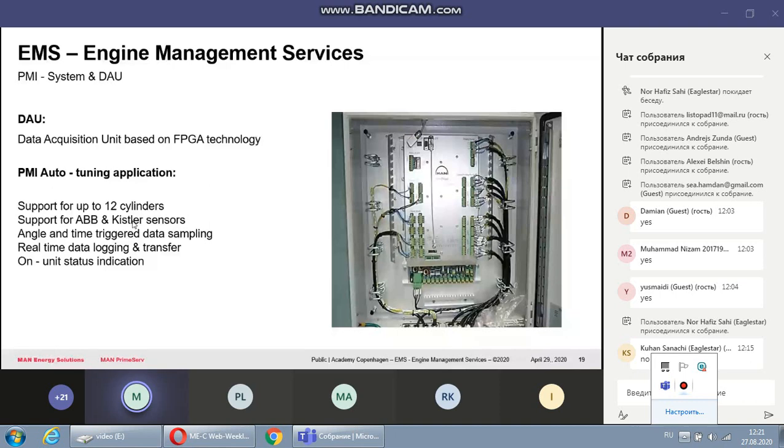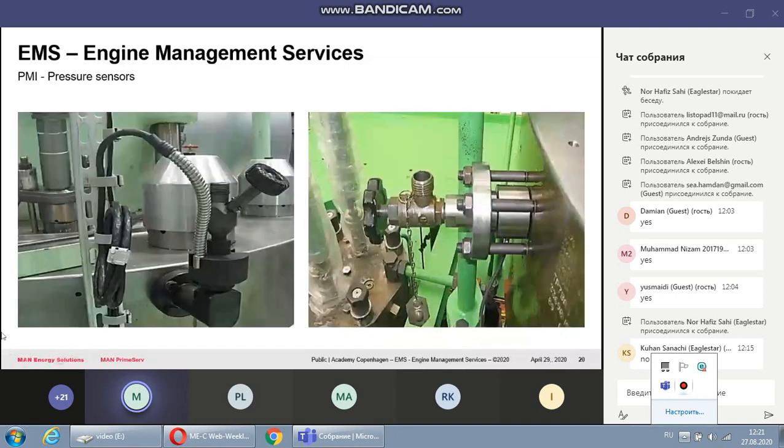So this is the cylinder cover, you can see. Can you see here? This is your indicator cock. One sensor is fitted inside this here. Okay.